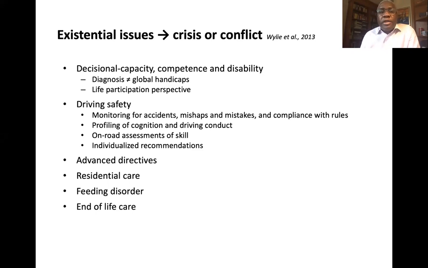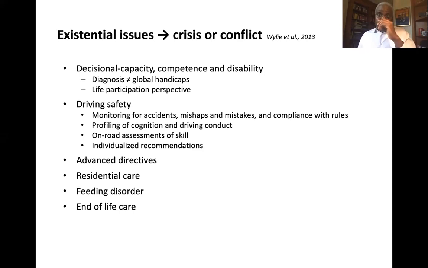Ultimately, from our perspective, the most important thing when you're talking about disability, competence, and decisional capacity is that you're trying to facilitate the individual's life participation. So we take a life participation perspective. We're not saying you're too disabled to do that. We're saying, how can we help you participate in life to the extent you can?